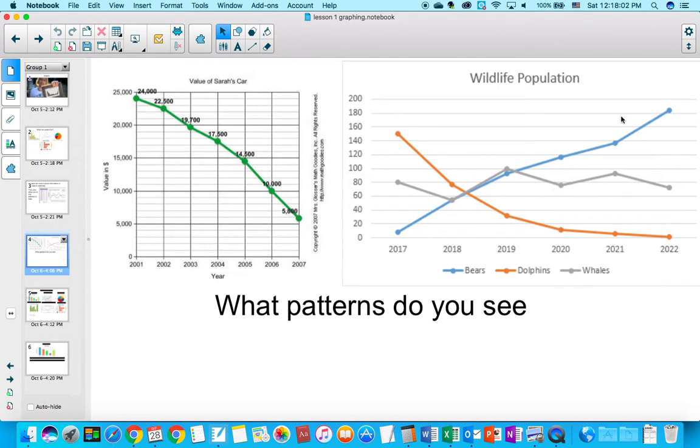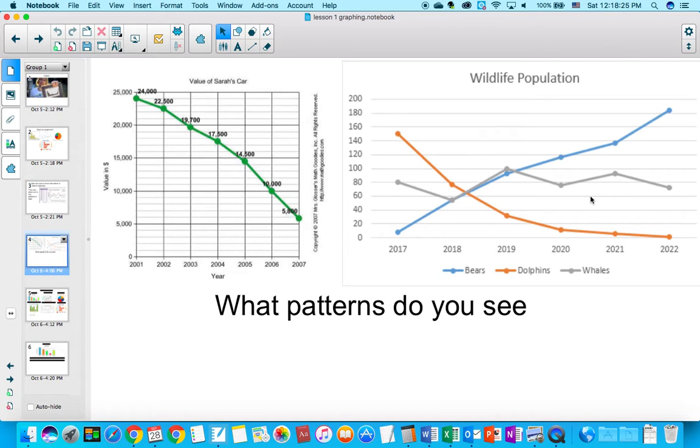And so you can see a pattern: if this line were to continue doing what it's doing, you would say the bears are going up. And as the orange line is going down, you can say that the dolphins' numbers are decreasing, perhaps even reaching zero. With whales, you can say, well, they're pretty balanced. There are going to be some changes, but overall, it's staying at around 80, 70, around there.